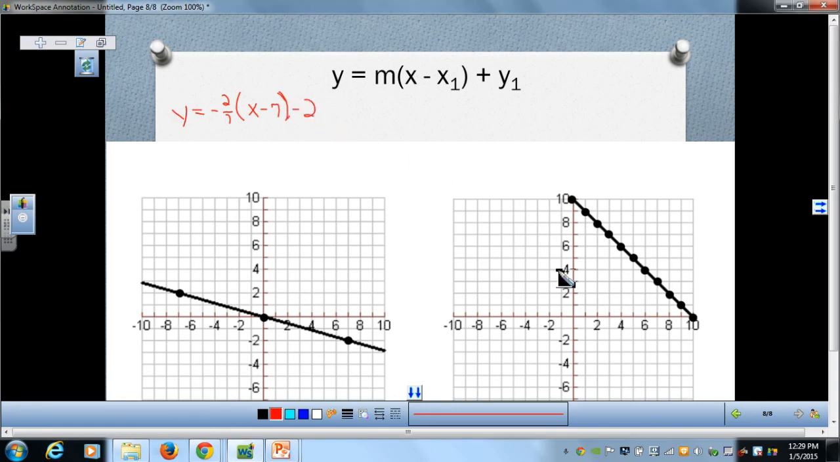And then on our example here, the slope is negative 1. And then I'm going to use this point here, which is (0, 10). So x minus 0, and then plus 10. And so we end up with negative x plus 10 for your final answer.